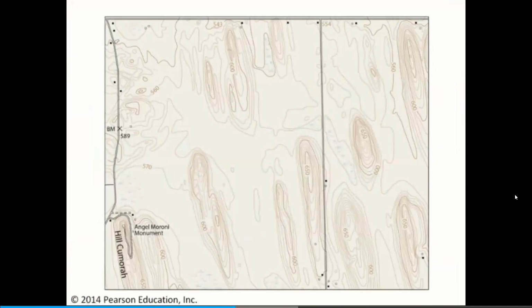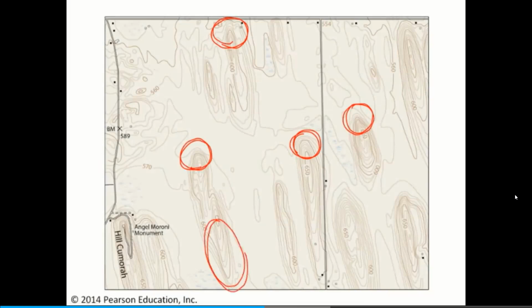Here's a topographic map depicting those drumlins. Notice how on their northern end they have very closely spaced contour lines, and that indicates that that's a very steep section. Whereas on the southern portion, the contour lines are more widely spaced apart, and that indicates that it's more gently sloping there. That's basically a way to read ancient ice direction. In this case, the ice was flowing from the north towards the south.